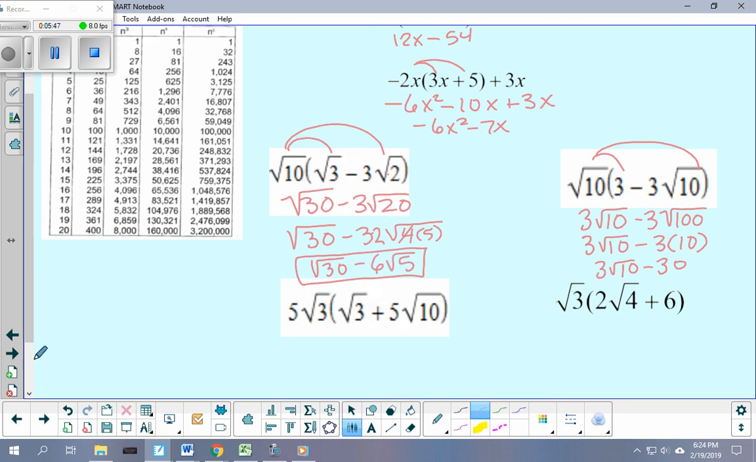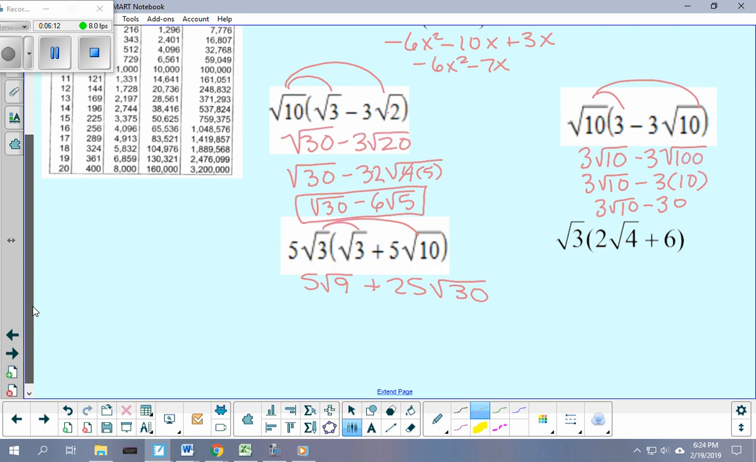Couple more examples here. So here we have 5 times the square root of 3 times the square root of 3, or the square root of 3 times the square root of 3 is the square root of 9, plus, all right, here we have 5 times 5 is 25. Multiply the plain number times the plain number. And then the square root of 3 times the square root of 10 is the square root of 30. And we want to look through here and simplify anything that can be simplified. The square root of 9, that's a perfect square. It equals 3. So we have 15 plus 25 root 30.